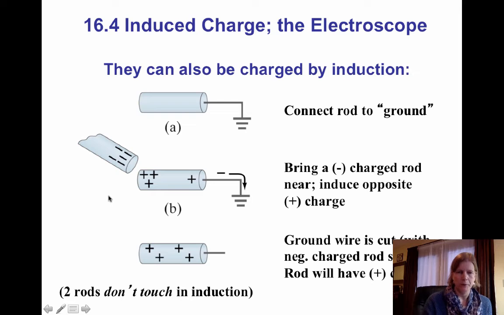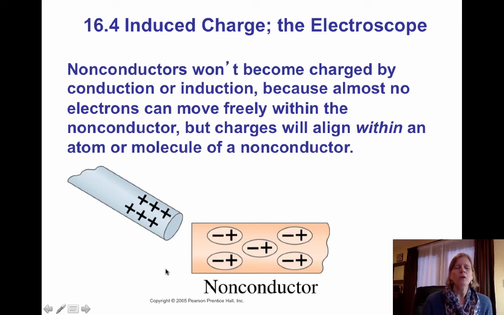So those are a few observations. Two ways to induce charge: by conduction, where they come into contact, or by induction, where you bring something near, it repels, the nearby object is attached to ground, it gains the opposite charge to what was brought nearby, you cut the ground wire, and it maintains that opposite charge. Okay, so how can we use this?